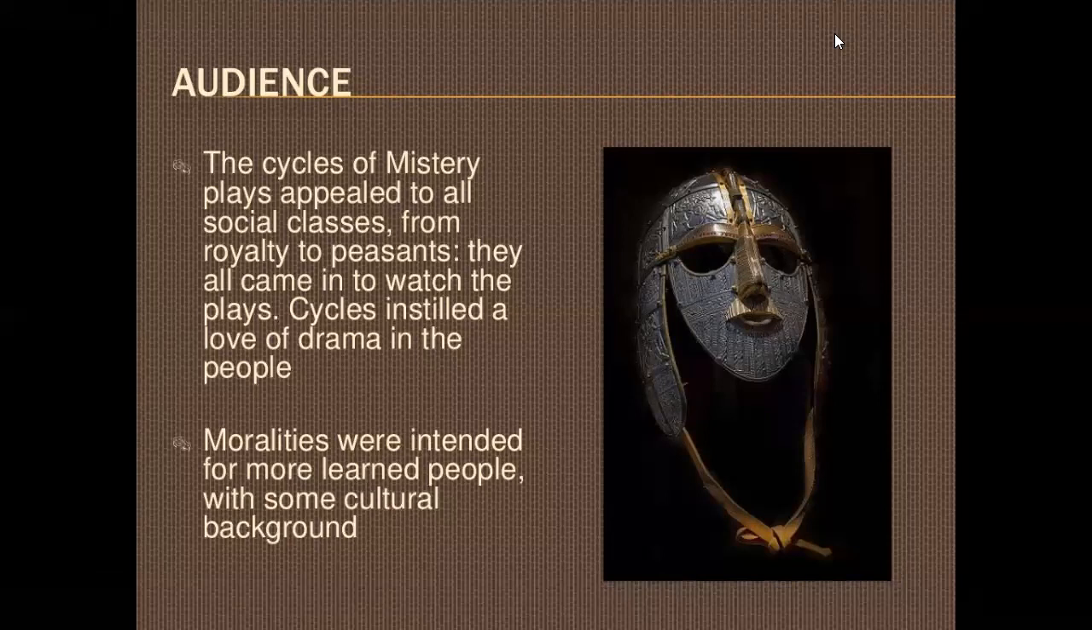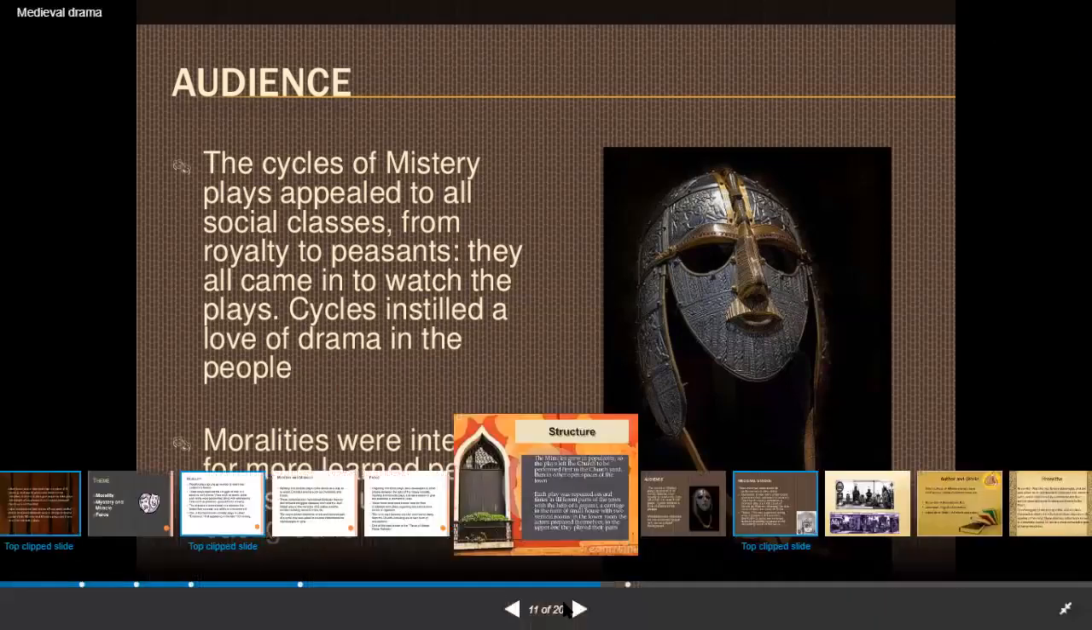The cycle of the mystery plays appealed to all social classes, from royalty to peasants. They all came to watch plays. Cycles instilled a love of drama. Moralities were intended for more learned people with some cultural background. Even at that time, the dramas were meant to entertain people and reach the people. But the problem was that the learned people, with a certain social background and education, could understand the drama. One of the reasons was its language, and the topic they chose. However, their target was the common people.